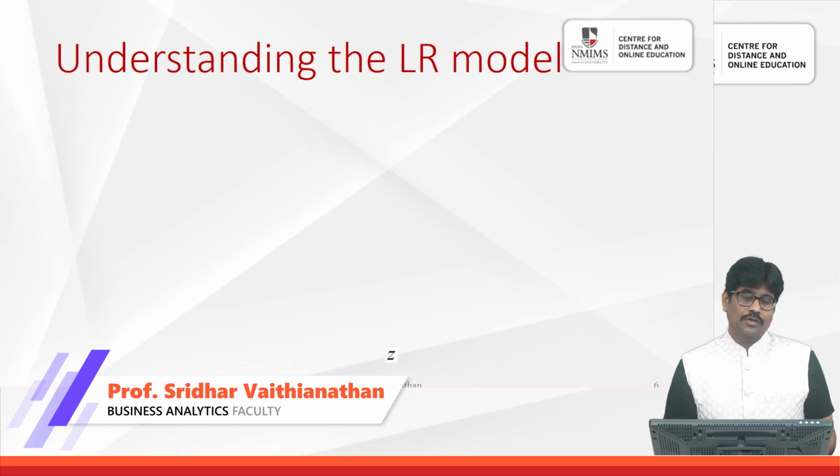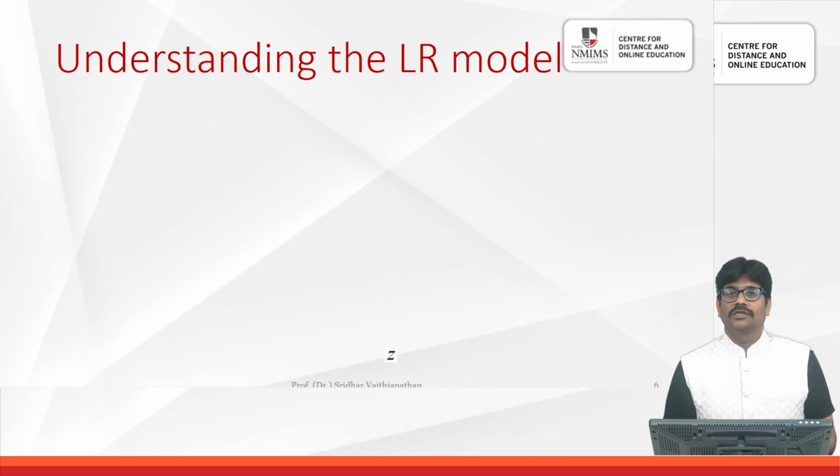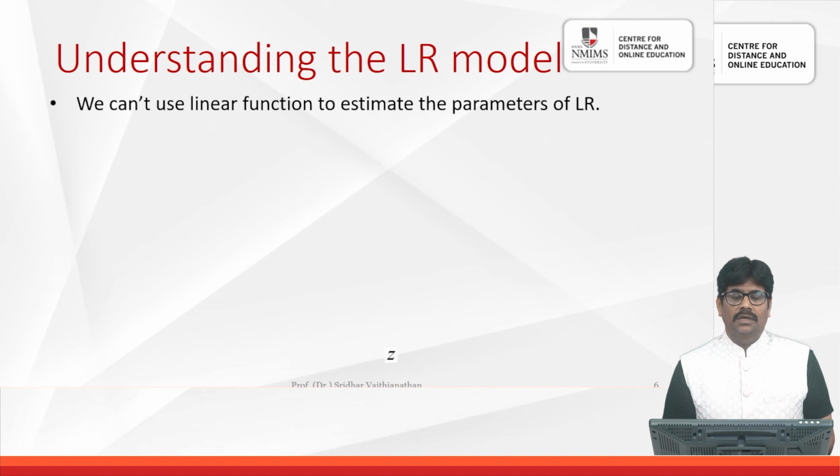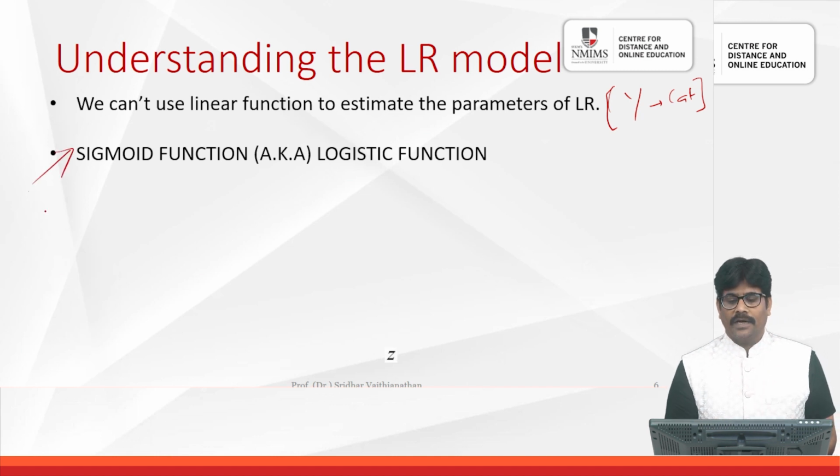So we cannot use ordinary least square like we have used it for multiple linear regression. Now what is the way out for logistic regression, where your dependent variable is categorical? Statisticians have come out with this. We can't use a linear function to estimate the parameters of logistic regression because y here is a categorical variable. Thanks to statisticians, they came out with a function called the sigmoid function, also known as the logistic function.